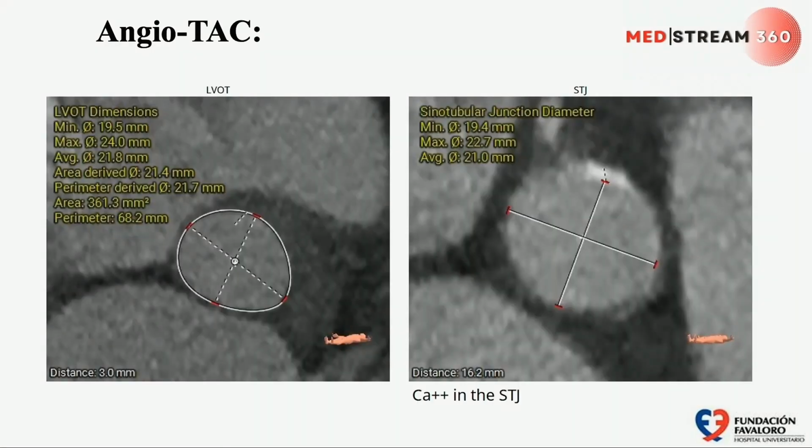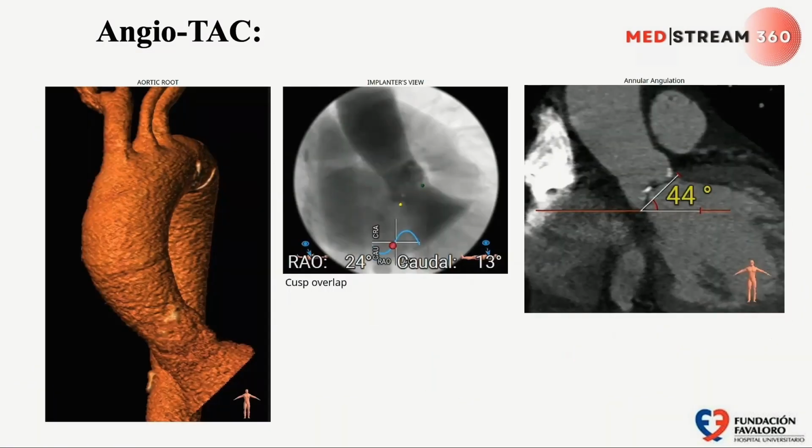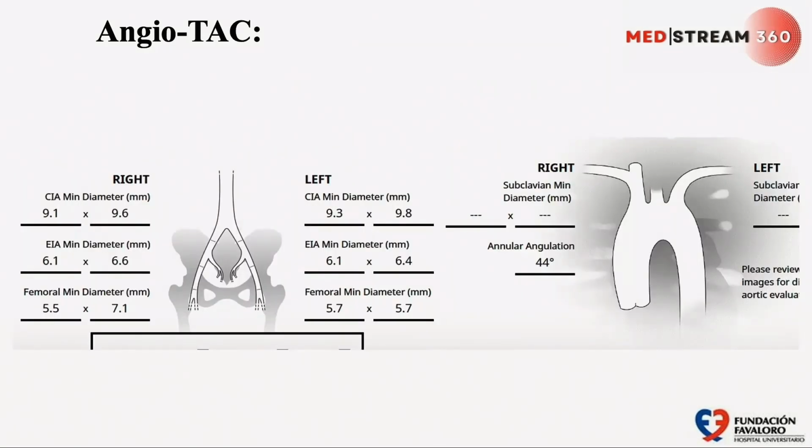So this is the sinotubular junction, no significant calcification there. This also is small, 23 millimeters as a maximum. And this is the coronary height. Here it is 11 for the right and 10 for the left, but we did another measurement which is between 11 and 12. And the sinus height is 15 millimeters. So this is the angulation of the aorta, 44 degrees, and this is the cusp overlap view.